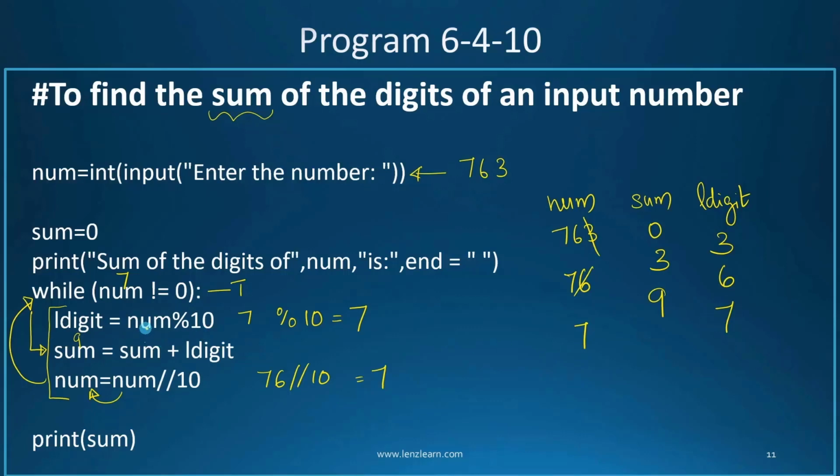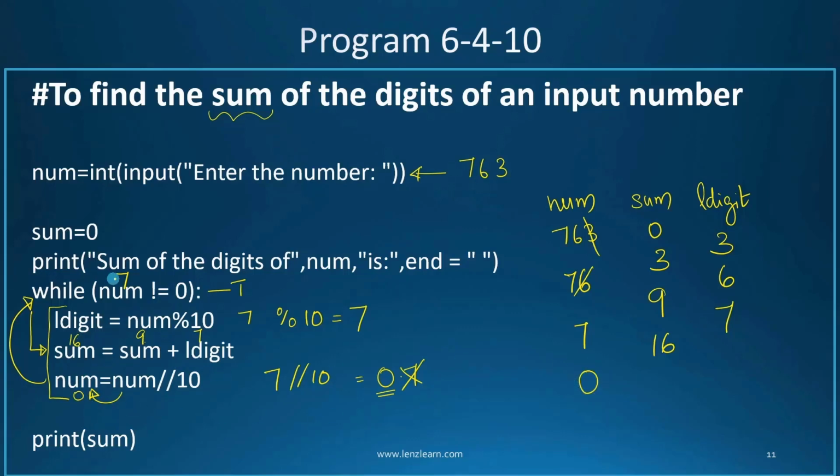Now I will add the value of sum. Right now it's 9. Now 7 will be added to it. So the sum will grow to 16. Alright, so that will be the new value of sum. Now I will do a floor division on 7. So now you see 7 divided by 10. The result is 0.7. Now when the decimal part is cut off, what you have left is 0. Now 0 will be loaded to num.